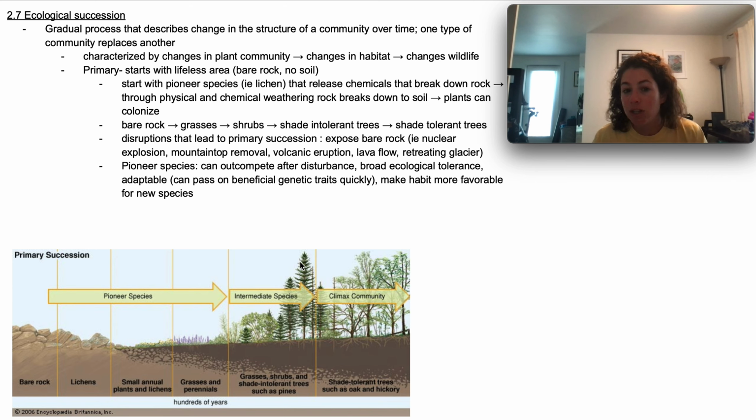The types of disruptions that lead to primary succession are disruptions that will leave you with bare rock. Mountaintop removal, volcanic eruption, lava flow, a retreating glacier, all of these go back to bare rock, so that is an example of primary succession.